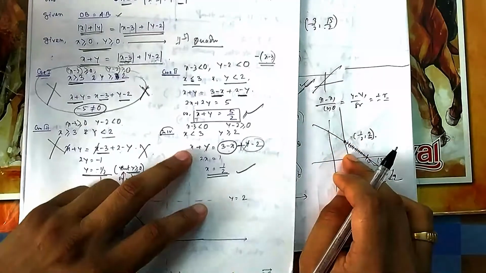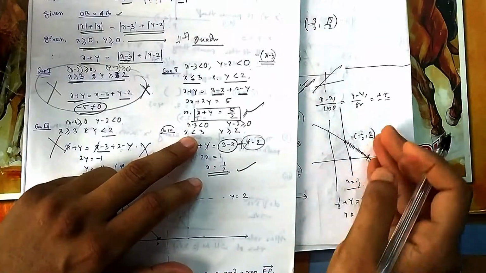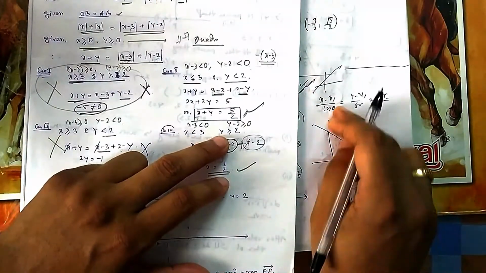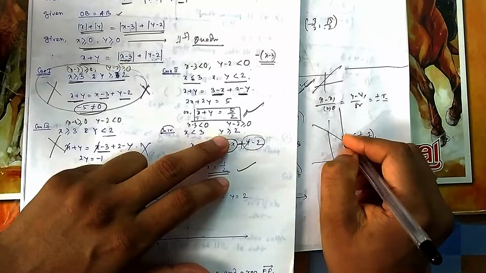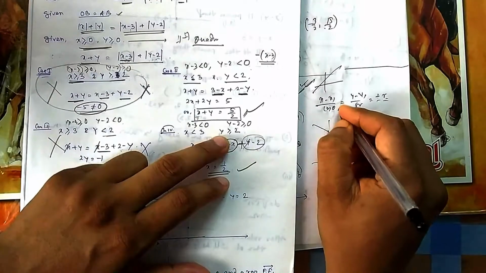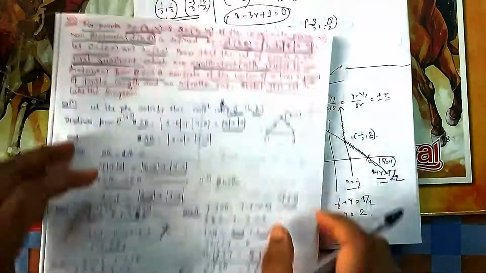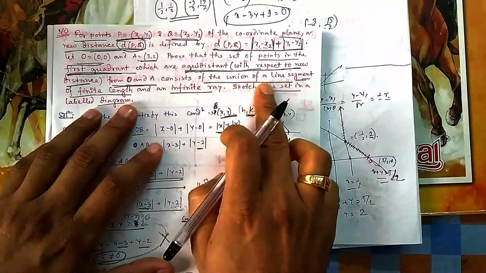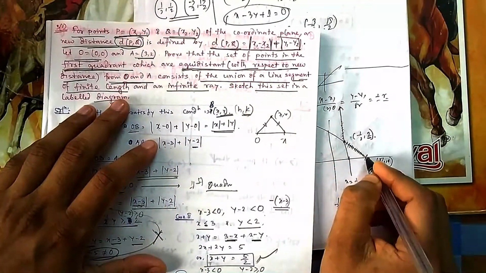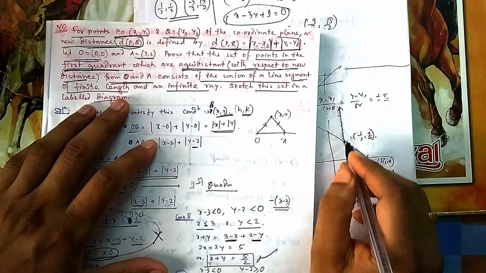Now you come to this line. Here x is less than 3. Y should be greater than 2, so it cannot come here. So this is the line. It should be y greater than 2. That's why they told you here that it consists of a line segment, and then an infinite ray.